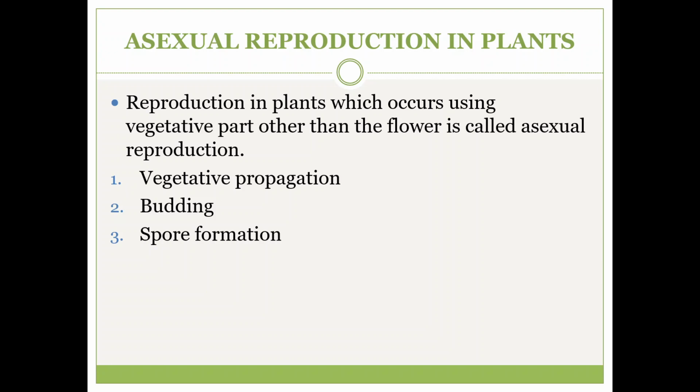So this type of reproduction is called asexual reproduction. That is, reproduction in plants which occurs using a vegetative part other than the flower is called asexual reproduction. There are three types of asexual reproduction. The first one is vegetative propagation, second is budding, and the third one is spore formation.